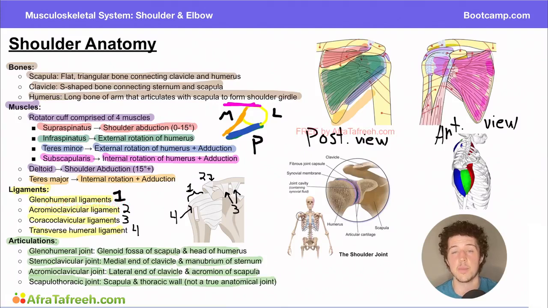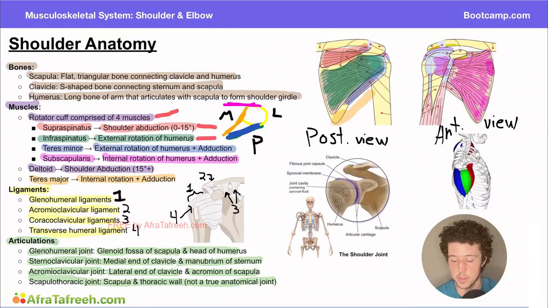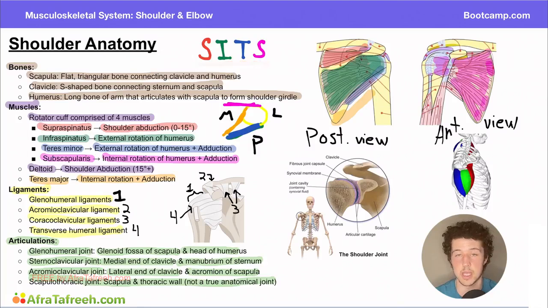All right, let's do a recap, and then we'll do a practice question together. The three important bones of the shoulder will be our scapula, our humerus, and our clavicle. The muscles of the shoulder will include the rotator cuff, which will have our supraspinatus, infraspinatus, teres minor, and subscapularis, giving us our SITS mnemonic, as the rotator cuff sits on the scapula, in addition to the deltoid and teres major contributing to actions at the shoulder.